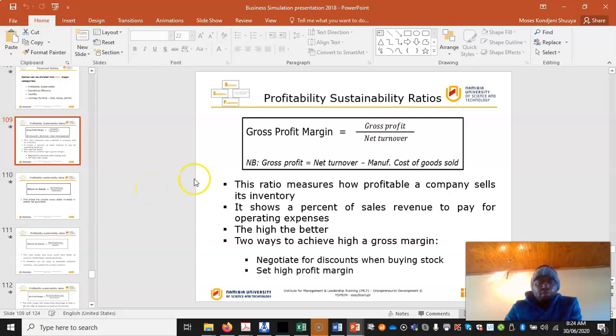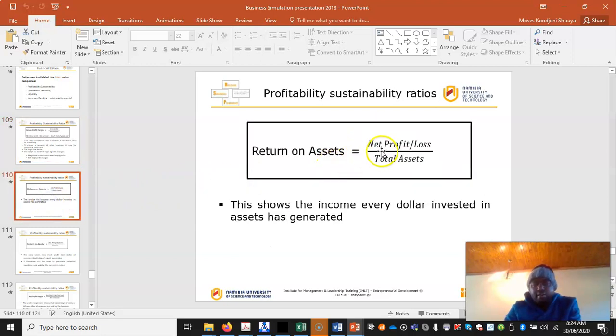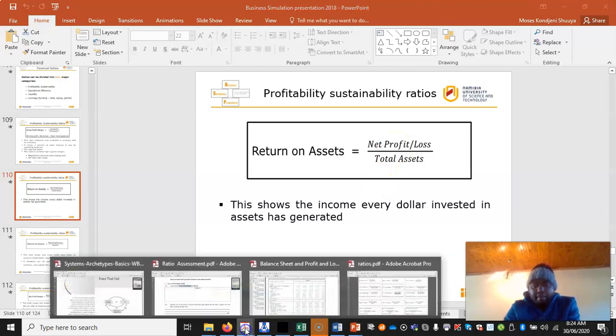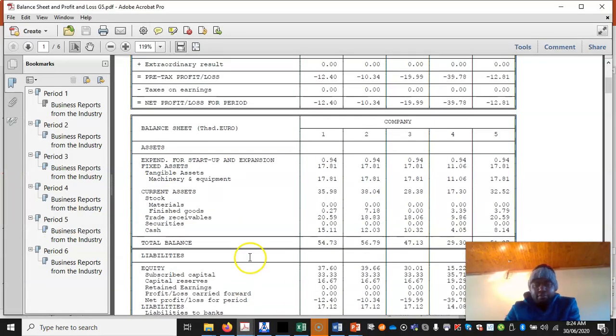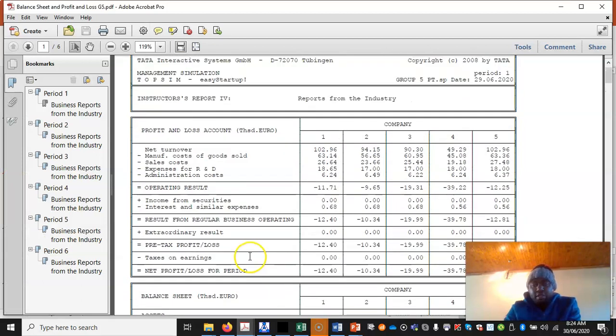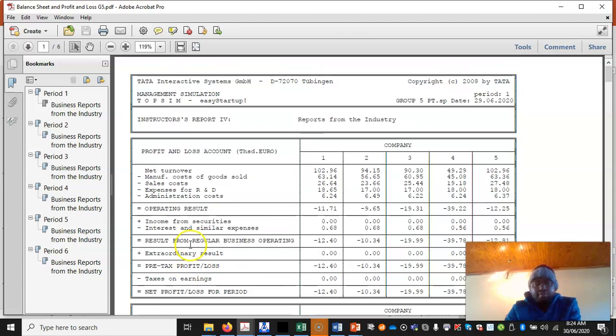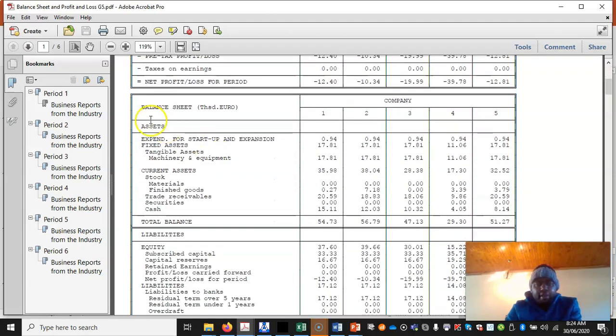Okay, so the ratios are there. What you have to do is look at the formula of the ratio here. And obviously, where do you get the information that you will use with these formulas? You get them from your reports. I've downloaded for you the reports, all that you need to do the ratios. You only need your profit and loss account here, and obviously your balance sheet.